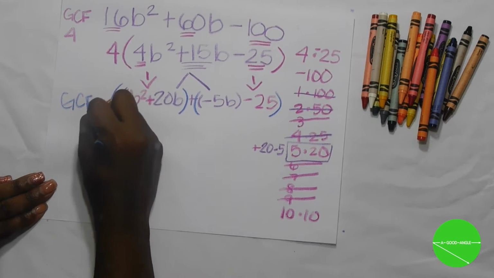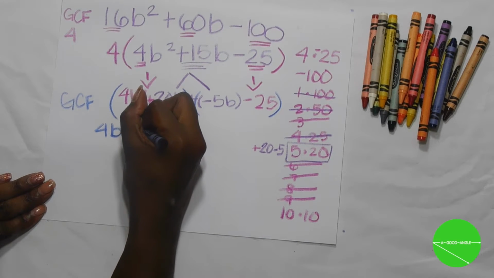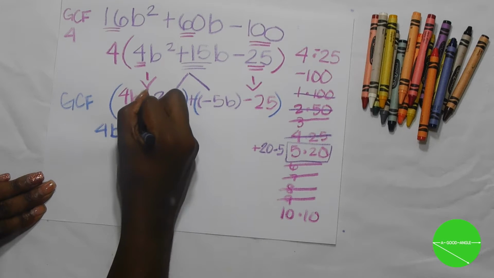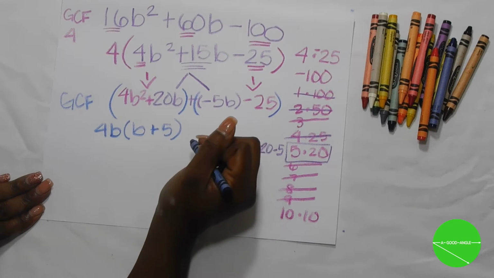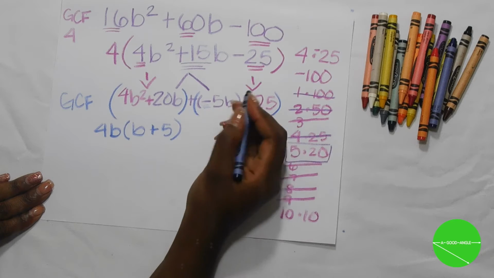So let's factor. Let's find a GCF of 4b squared plus 20b. Well, there's a 4 that goes into both numbers, and there's at least one b that goes into both b's. So I'm going to take it out to the outside, and I'm left with b plus 5 on the inside.